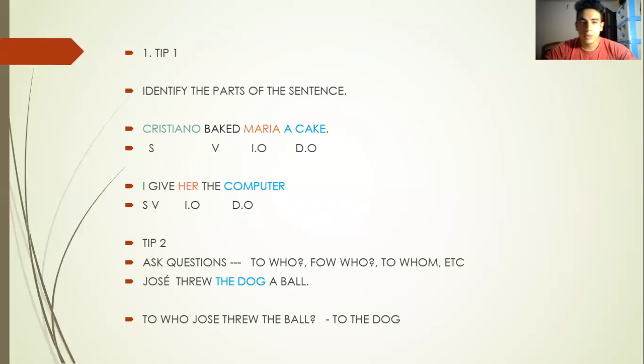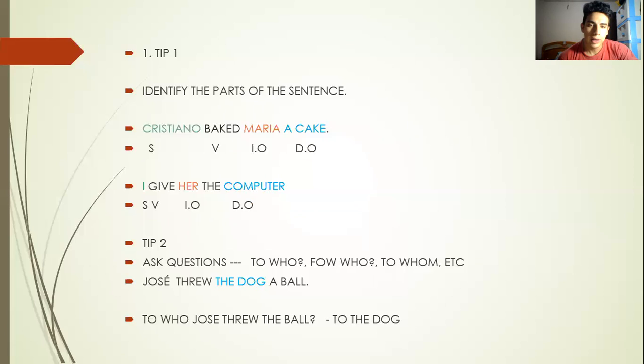And the tip number one is to identify the parts of the sentence. We have to identify the verb, the subject, and the direct object, and after that the indirect object. So in the first example, we can see Cristiano is the subject, baked is the verb, a cake is the direct object, and the indirect object will be Maria.